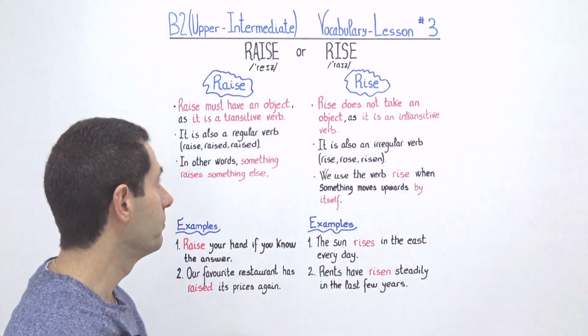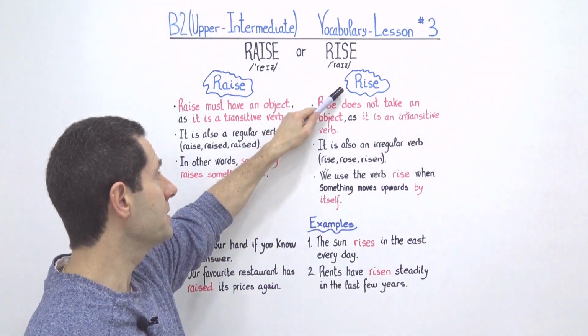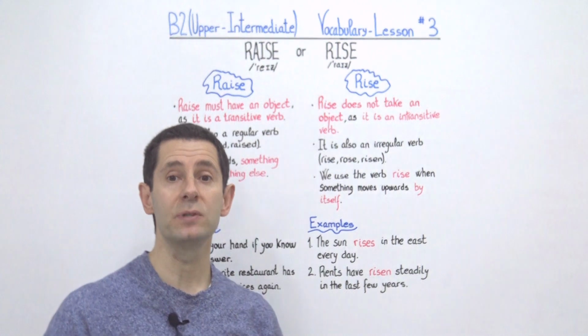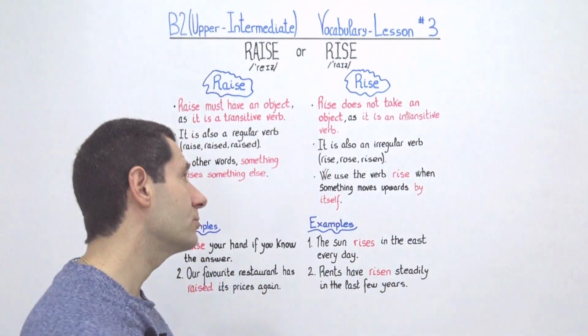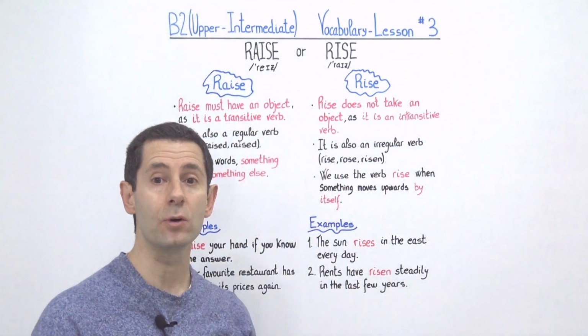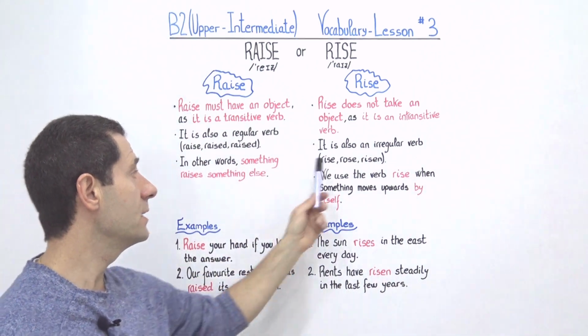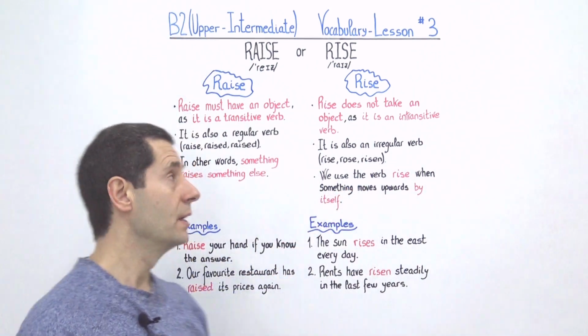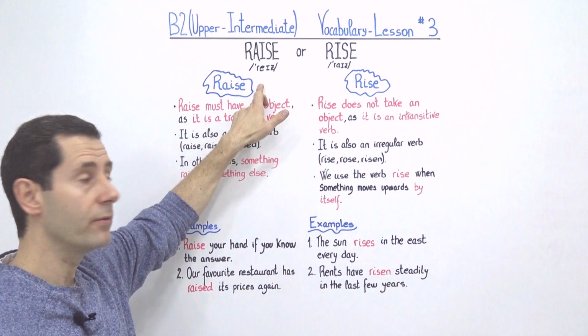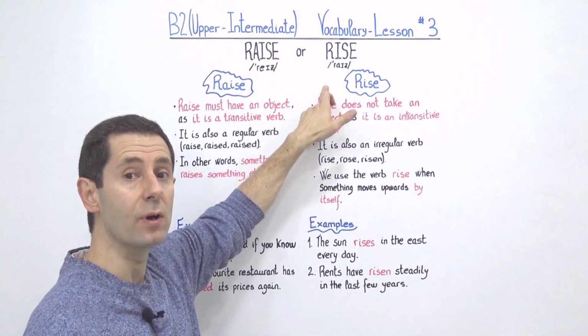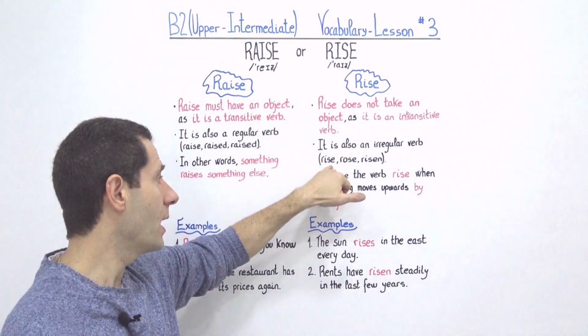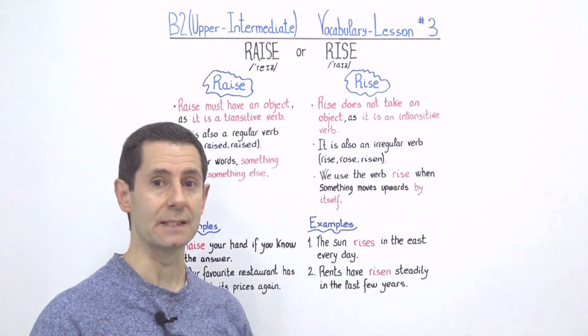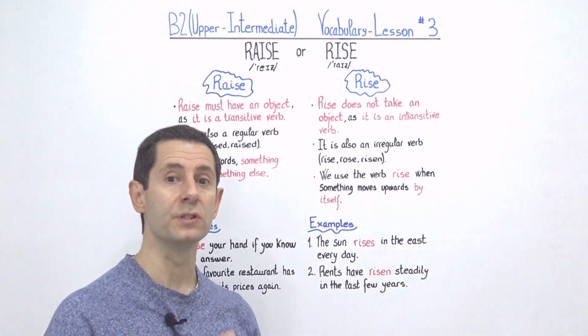Don't forget that. Now, in terms of rise here, it does not take an object. Why not? Because it is an intransitive verb, so you don't need an object as with the previous one. It is also an irregular verb. If raise is a regular verb, rise is an irregular verb, and the conjugation is rise, rose, risen. Remember, rise, rose, risen.